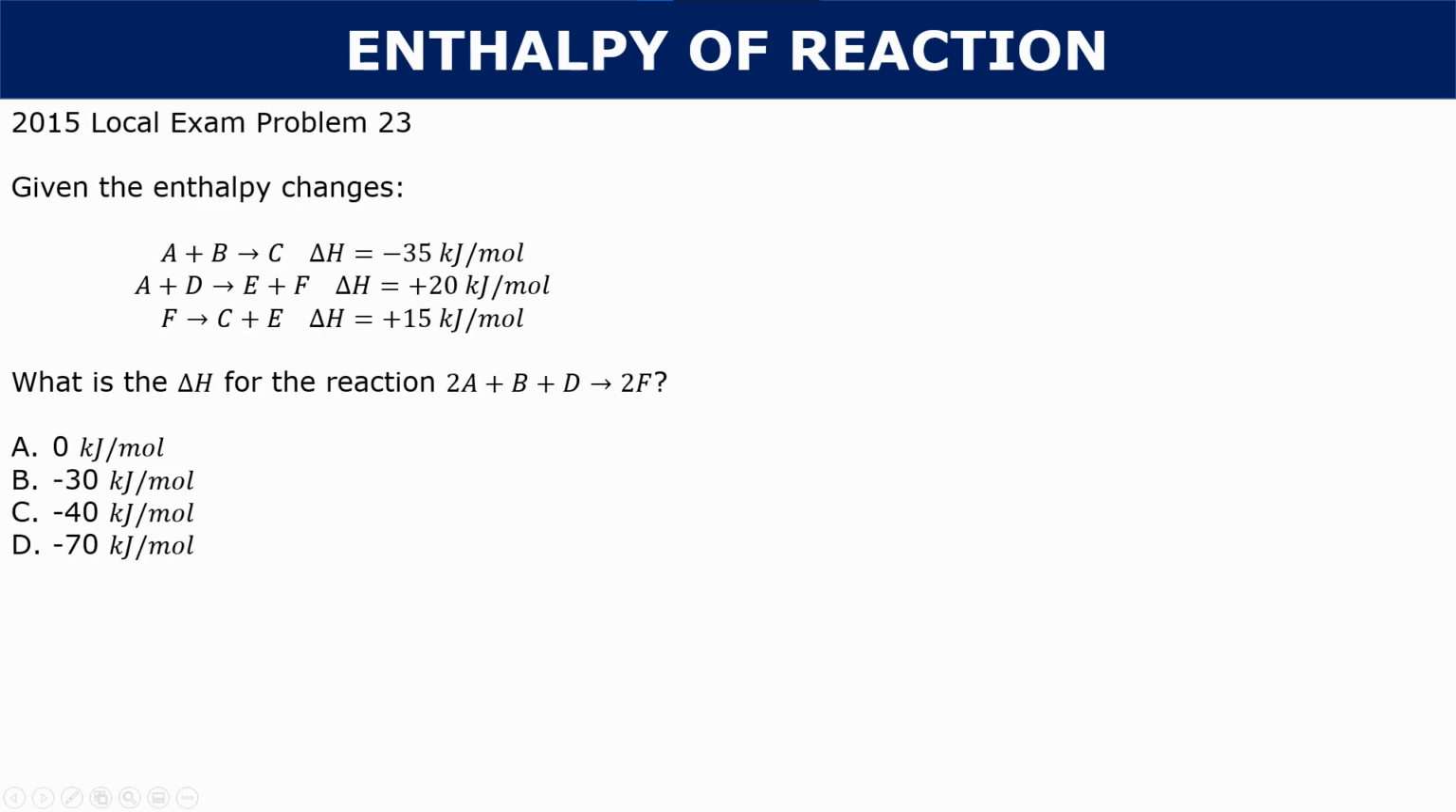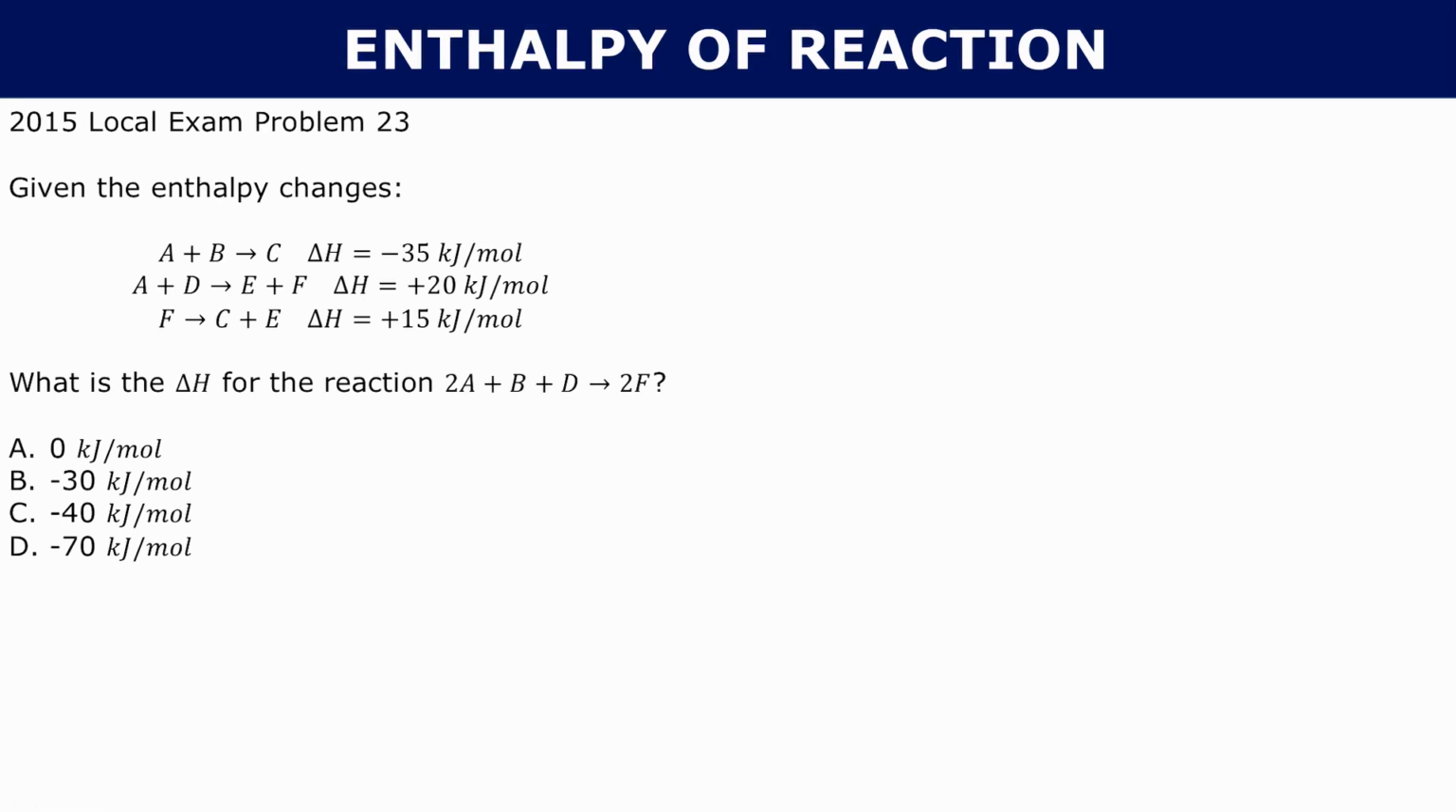So given the enthalpy changes, A plus B yields C, that has an enthalpy change of negative 35 kilojoules per mole. A plus D yields E plus F, enthalpy of plus 20. F yields C plus E, enthalpy of plus 15. What is the change in enthalpy for the reaction 2A plus B plus D yields 2F? Okay, we need to find a combination of these three reactions that's going to yield our final reaction that we want. So we want 2A plus B plus D yields 2F.